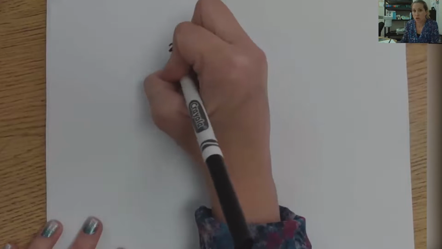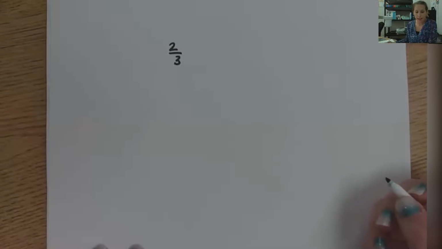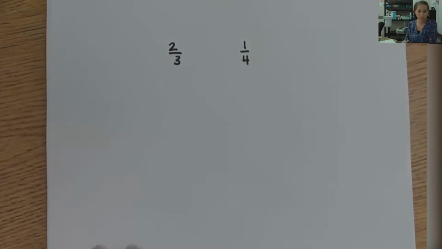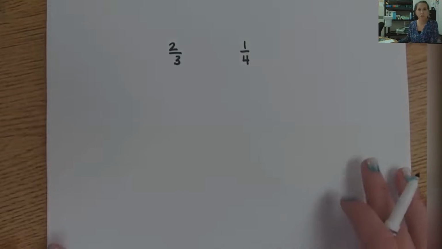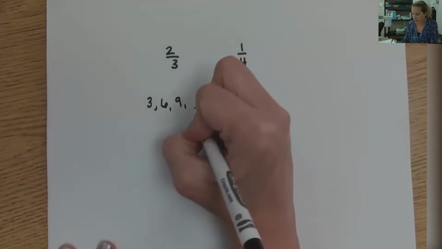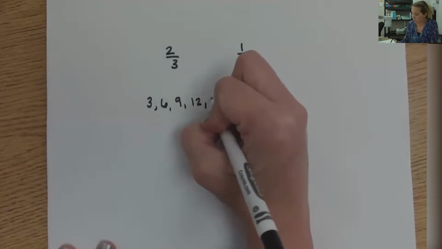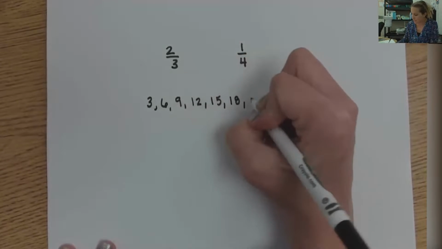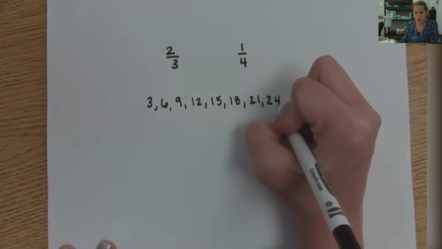I want you to identify the common denominator for these fractions: 2/3 and 1/4. Remember, to identify common denominators, you will want to list the multiples for each denominator. What are some multiples you got for 3? 3, 6, 9, 12, 15, 18, 21, 24.